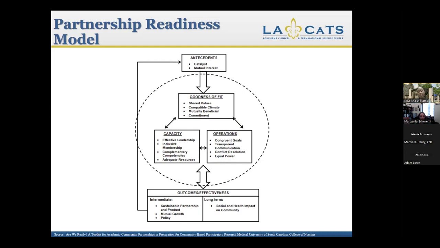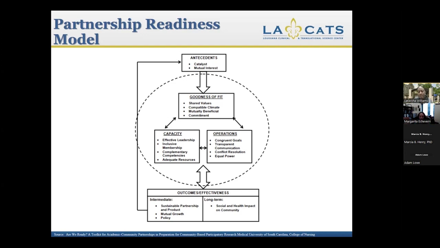Are our goals similar? Are we able to be transparent and honest? Are we able to share that data across the board and make sure that we're having that communication? Are we able to have some type of conflict resolution? And are we sharing equal power? So what is happening as it relates to that? Is that something that I, as a researcher, can do at this particular time? And that allows that knowledge base to see if we are ready for a partnership.